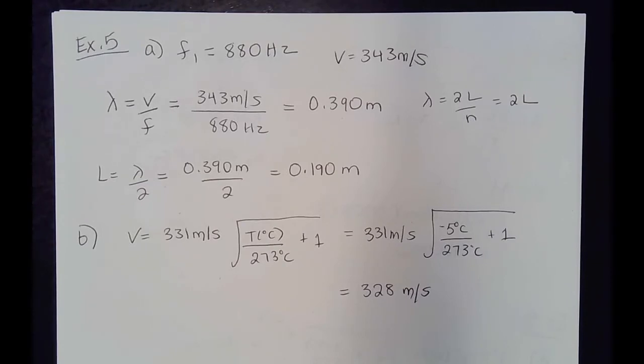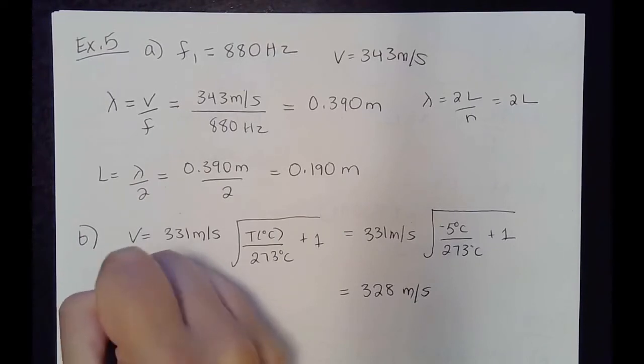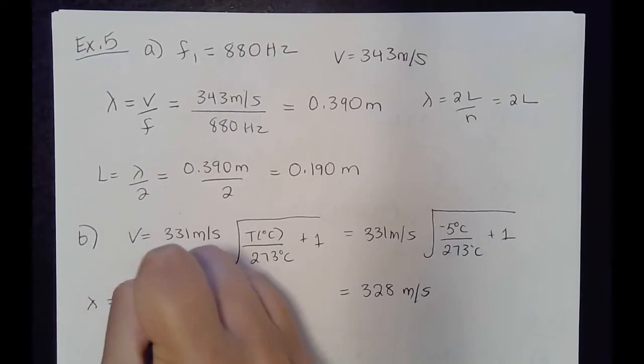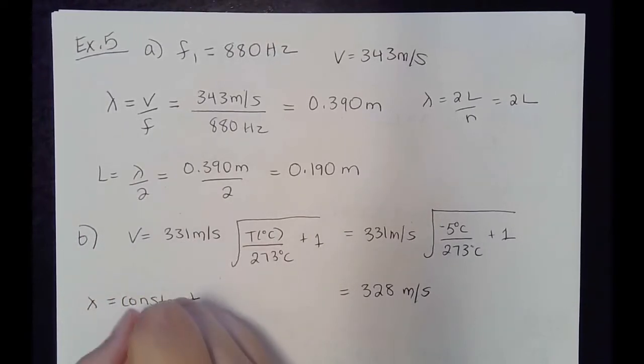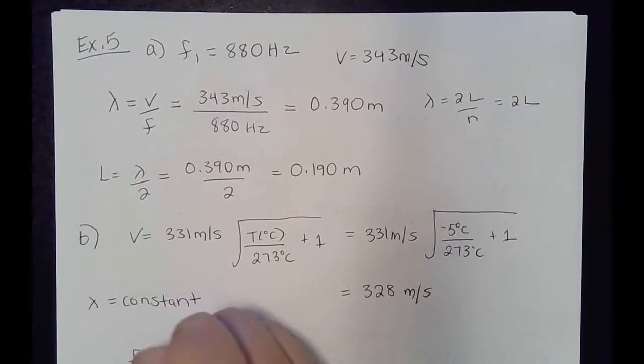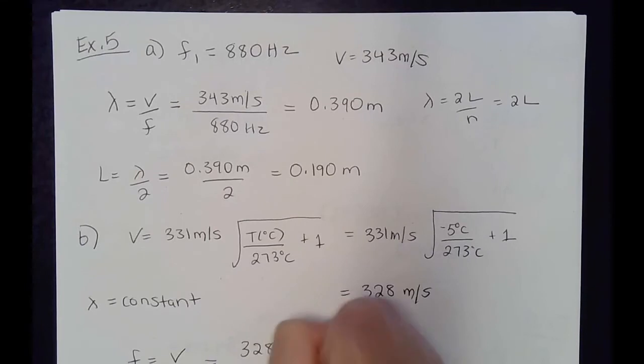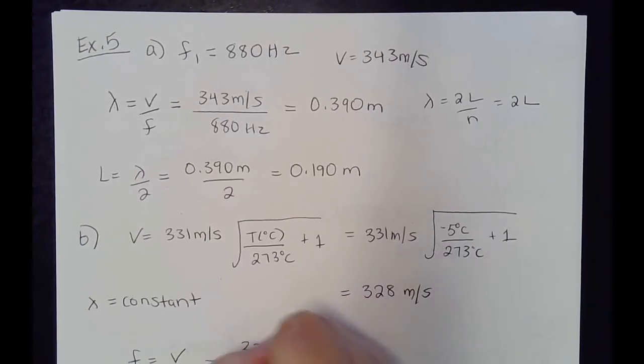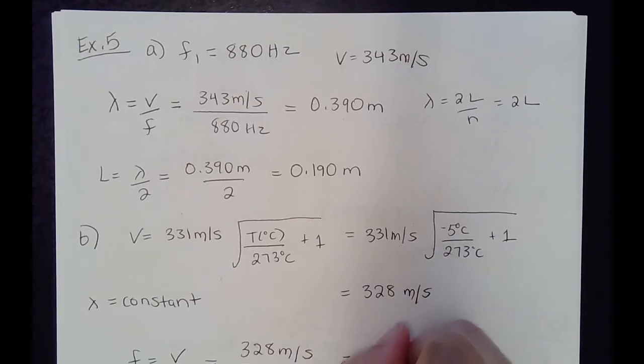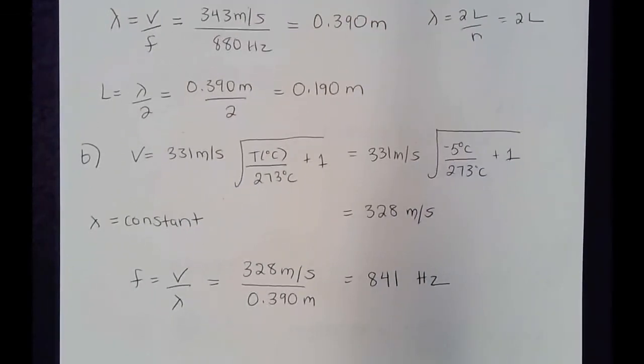And in this case, the wavelength is the same. So lambda is constant. So we have F equals V over lambda, 328 meters per second over 0.390 meters, which is 841 hertz.